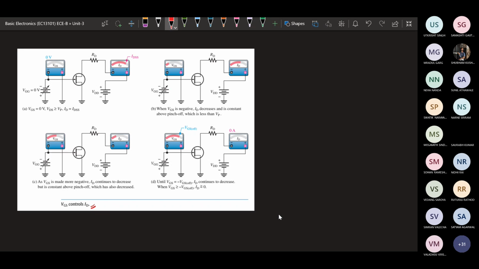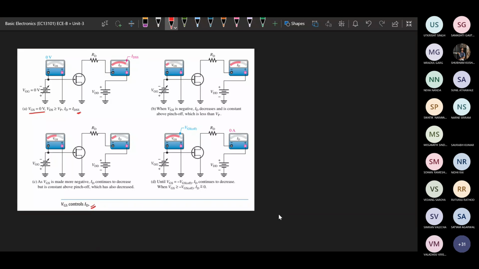The similar curve was given previously, which we have already seen. This is the case where VGS equals 0 and VDS is greater than VP. The drain to source voltage we have applied is greater than VP. At that time, ID equals IDSS. All these concepts we have already seen, so just go through it.